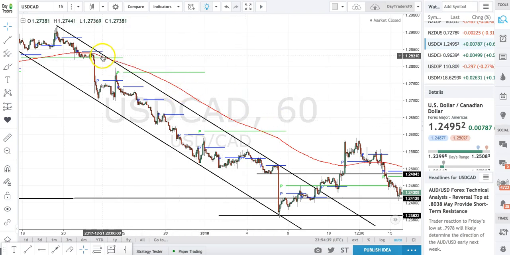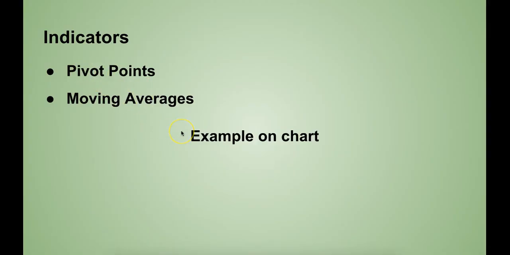And then remember our moving averages. We're looking at the 1 hour, 4 hour, and daily charts. We want to make sure that we know what side of the moving average the market is on, because that will help us determine that direction. Now, that's our pivot points and moving average.